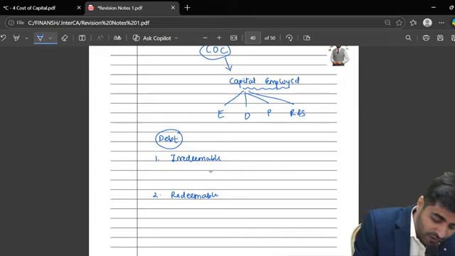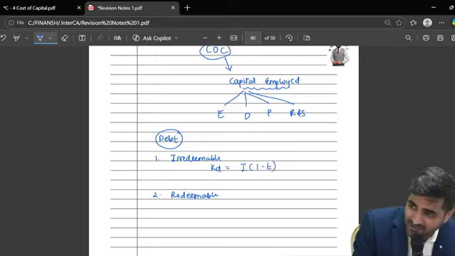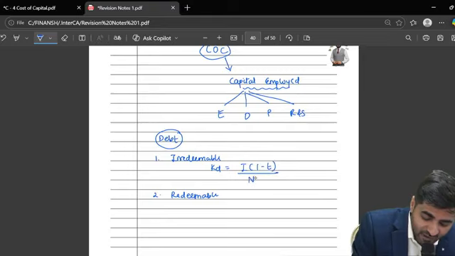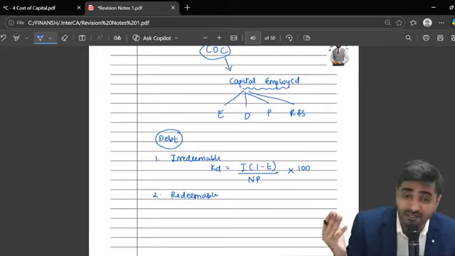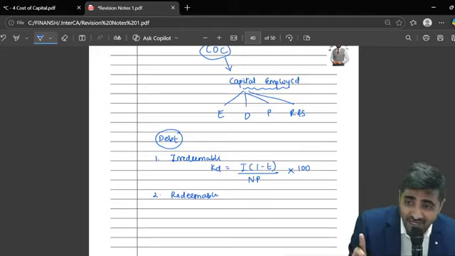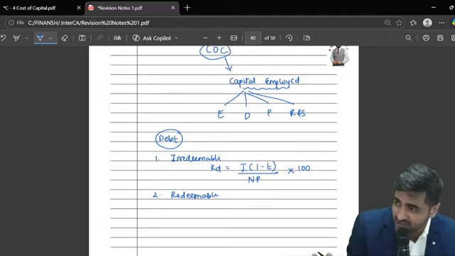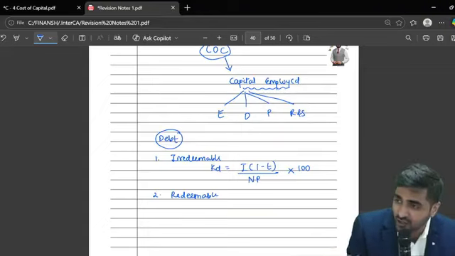So when you are required to calculate the cost of this irredeemable debt, how do you calculate it? We take interest, multiply by 1 minus tax, and divide by net proceeds into 100. That's how we calculate the cost of debt. What's the formula? Everyone please tell me. Interest into 1 minus tax upon net proceeds into 100. That is the formula on the basis of which we calculate KD.